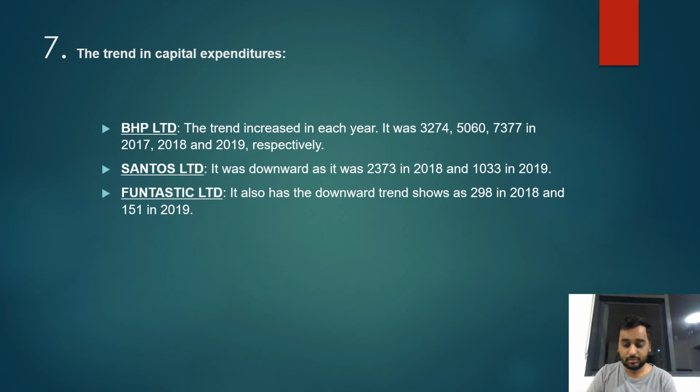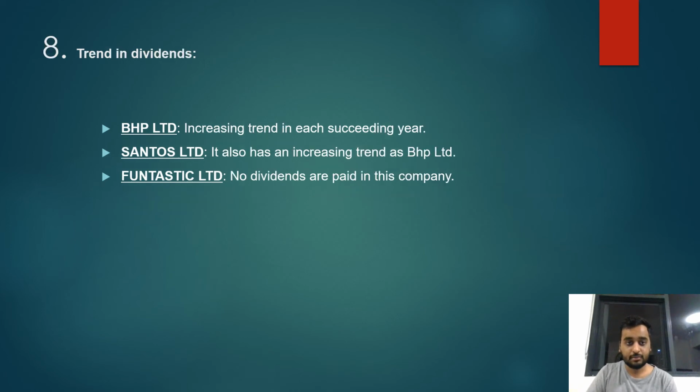So the next point is trend in dividend. For BHP Limited, there is an increasing trend in each succeeding year. Santos Limited also has an increasing trend, as BHP Limited does. For Fantastic Limited, no dividends are paid by the company. So this is the point which describes that companies have to give dividends. Okay, so this is the trend in dividend.